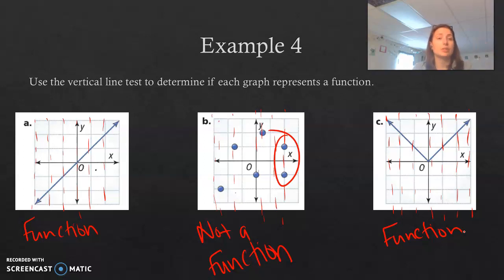In the next video, which will be the end of it, we're going to talk about all the different ways we can represent a function, because there are more ways we can represent a function than we can a relation. So I'll see you there.